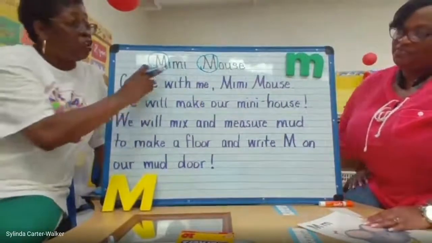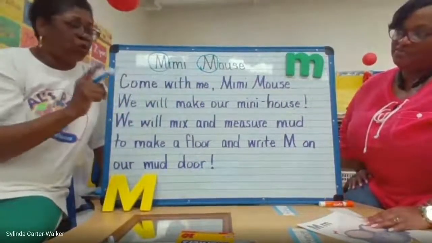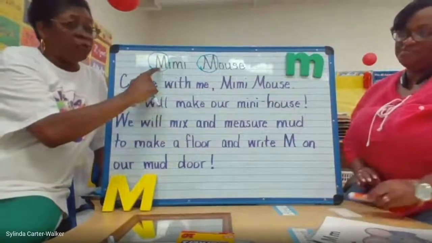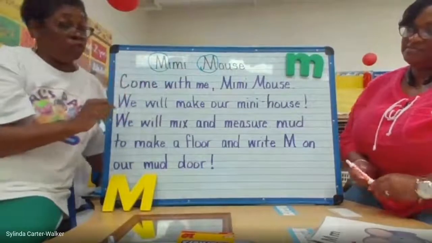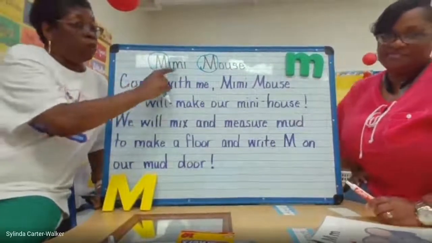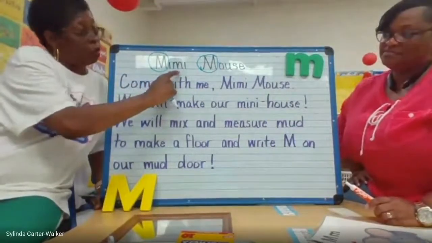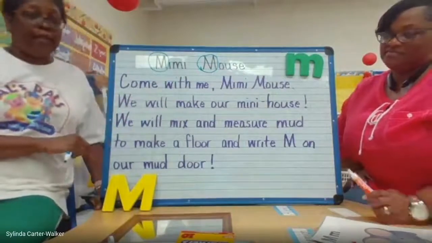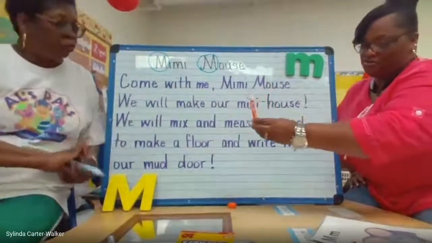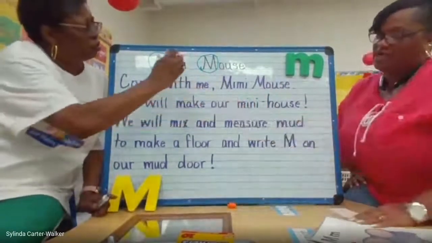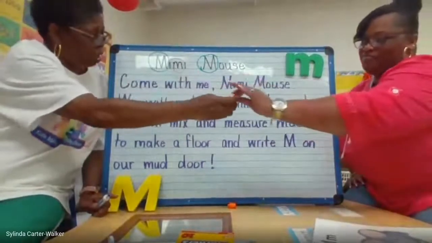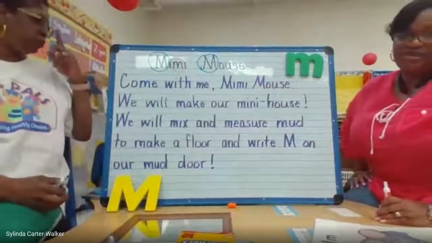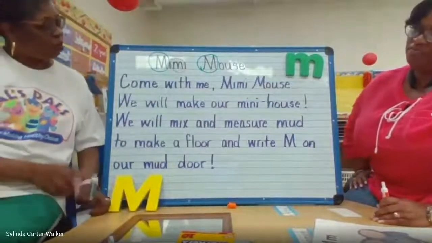However, in her first name, she has two M's. She has the capital M and then she has the lowercase m. Because remember, in the middle of a word, it's always a lowercase letter. Can you circle the lowercase m in Mimi? Thank you. You're welcome. All right, let's read the first sentence of our poem.